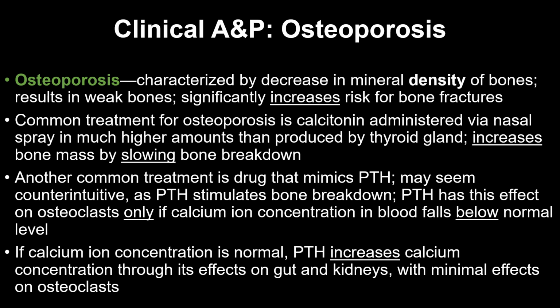And so what happens then is the parathyroid hormone is instead going to increase the concentration of blood calcium through its effects on the gut and kidneys with minimal effects on the osteoclasts. So it's not going to affect osteoclast activity, but it is going to increase calcium ions that are available for the osteoblasts that can then reinforce the minerals of your bones.